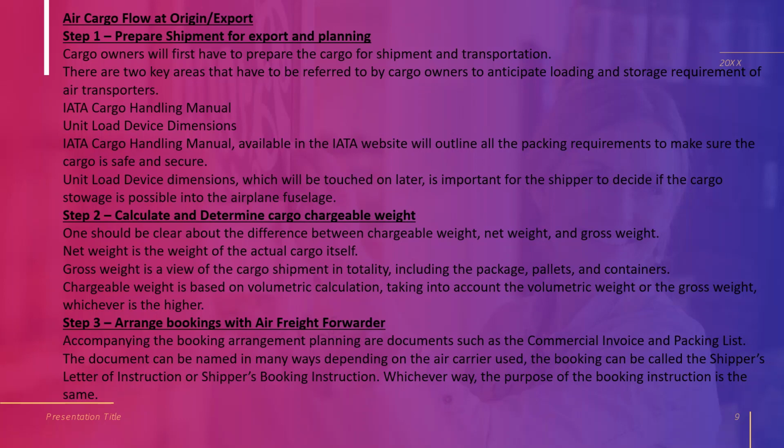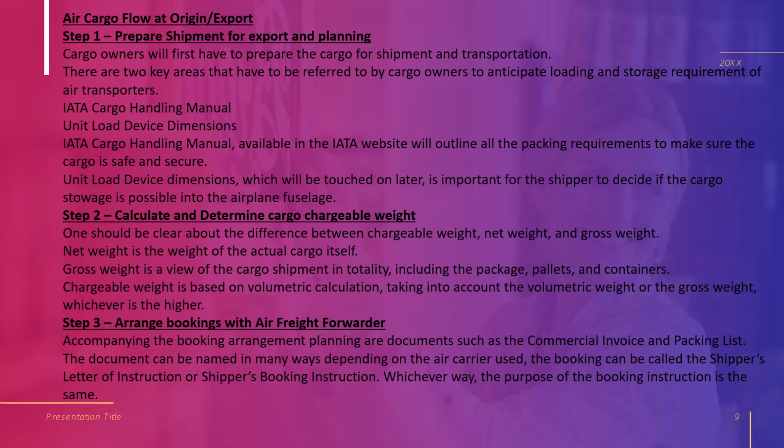Net weight will be the weight in kg, how much it is. Gross weight will be calculated by taking the dimensions and everything. Whichever is coming higher, they will take that, and that will be the chargeable weight. Okay, then arrange bookings with the air freight forwarder. Once everything is packed and kept ready, we have to arrange the freight forwarder.